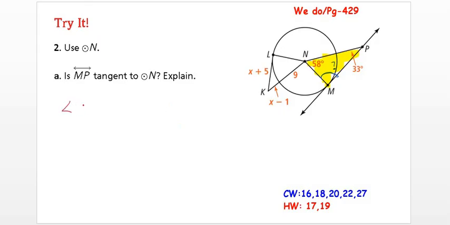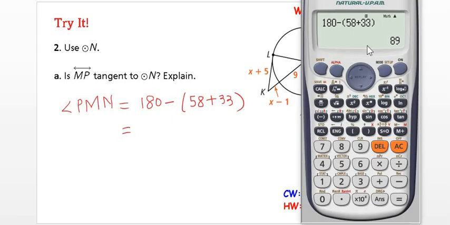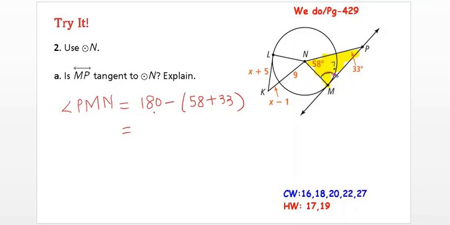It is angle PMN, and this is the angle we are trying to find, PMN. How can we find it? Because 180 degrees is the sum of all the three angles of the triangle. So if you subtract from it the sum of 58 and 33, let's check the answer. As you can see, the angle is becoming 89 degrees. So this angle is 89 degrees.